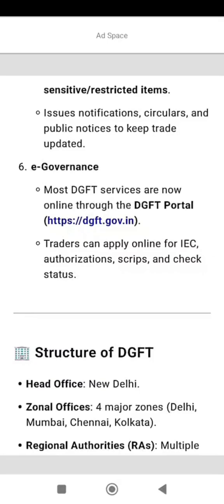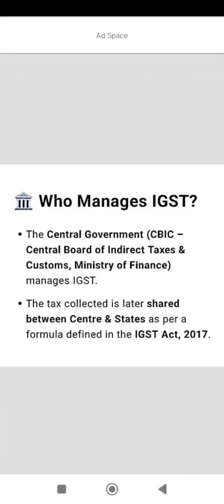Structure of DGFT. Head office in New Delhi. Zonal: there are 4 major zonal offices: Delhi, Mumbai, Chennai, Kolkata. Regional: there are so many regional authorities of DGFT. Okay, who manages IGST? This is another portal, IGST, Integrated Goods and Services Tax, which is managed by CBIC, Central Board of Indirect Taxes and Customs, which comes under the Ministry of Finance.